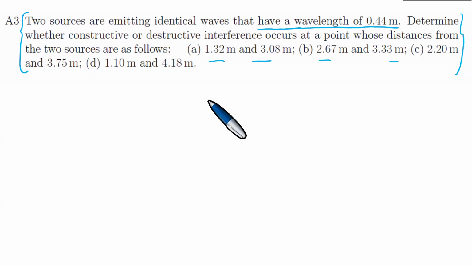Okay, good. We are continuing. This is a very interesting question. We are looking at this very carefully. We have two sources emitting identical waves, and it's like we've seen this before. These are emitting identical waves that have a wavelength of 0.44 meters. We're going to relate this to a scenario we looked at, and we're going to discuss it here.